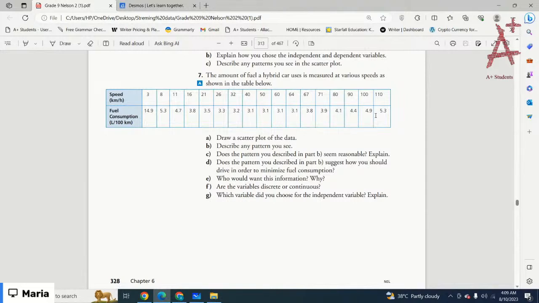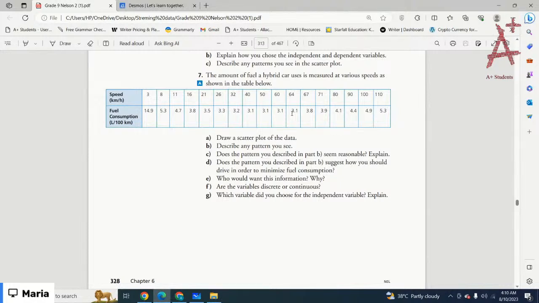If your speed is between 40 and 67, you can see between 40 and 67, 3.1, 3.1, there's a constant speed, right? So if you want to minimize the fuel consumption, you have to be between 40 and 64. Who would want this information? Why? The ones who have the hybrid cars, I think.